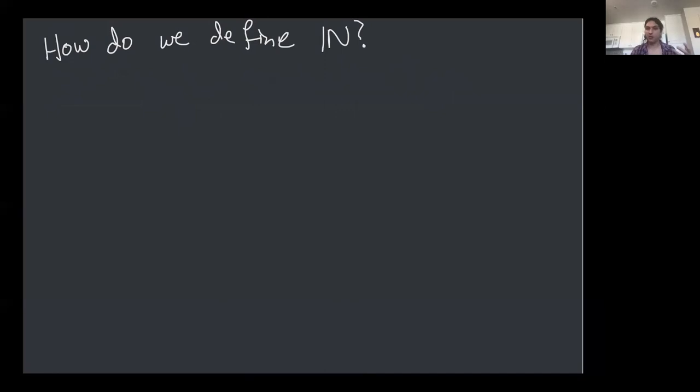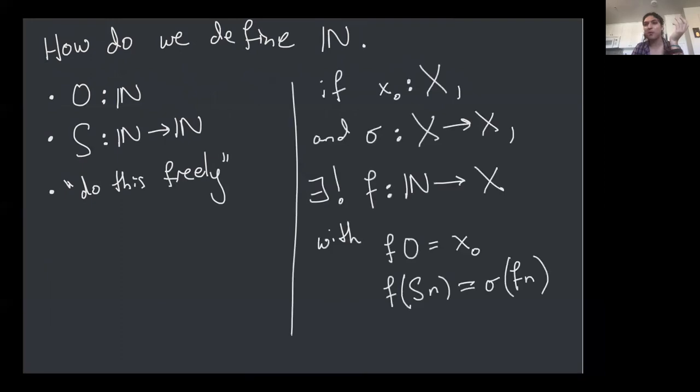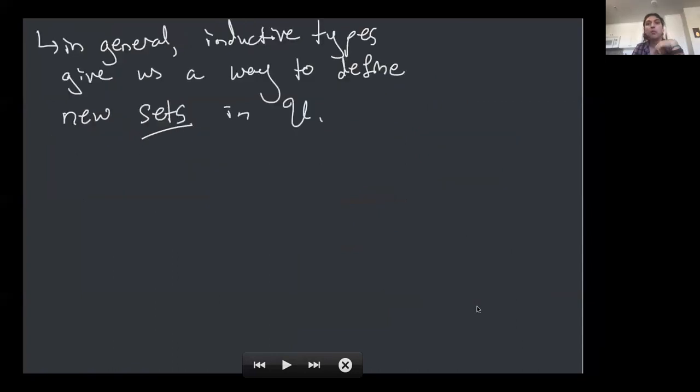How do we define the natural numbers? Well, zero is a natural number, and I have a successor function from the naturals to the naturals, and I do this freely in some sense. So what do I mean by freely? Well, one way of formalizing freeness is: if you give me some x naught in X and some sigma from X to X, then there's a unique function from the natural numbers to X which does the obvious thing. In general, inductive types give us a way to define new sets in the universe.